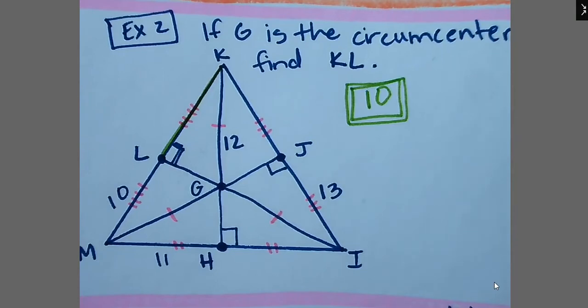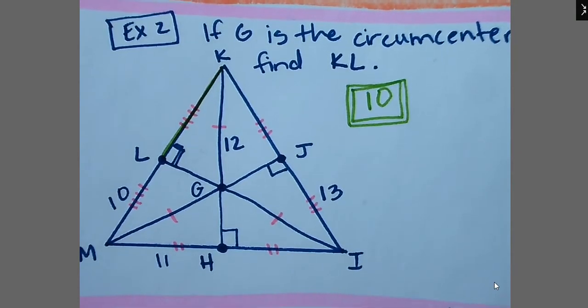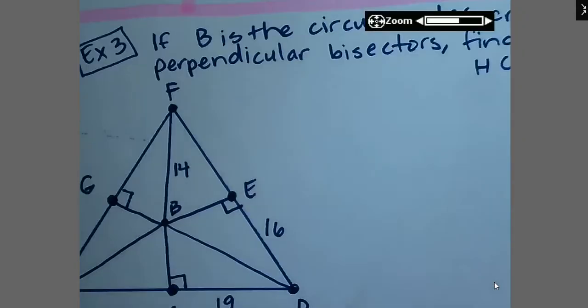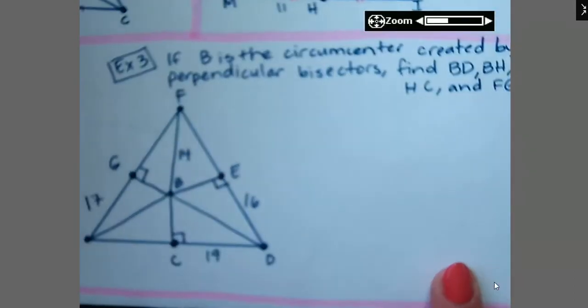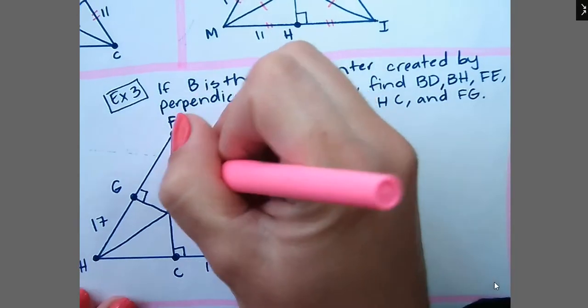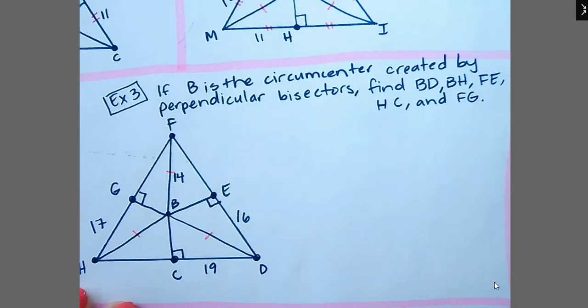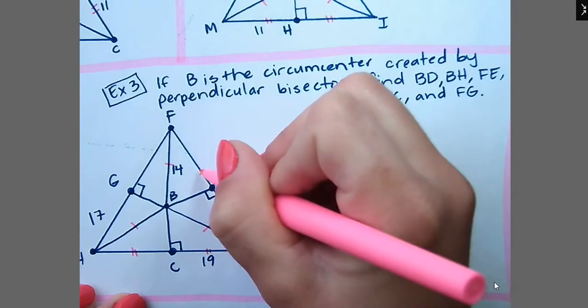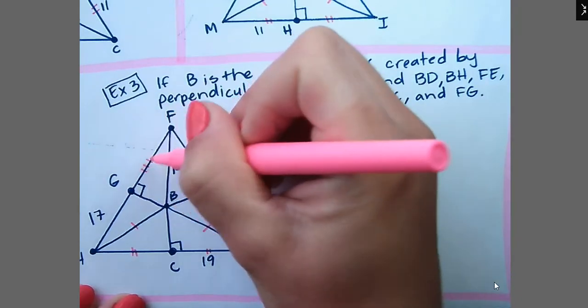Okay, let's move on to a third example, and we're going to go a little bit further with this, but not much. So example number 3. If B is the circumcenter created by perpendicular bisectors, find BD, BH, FE, HG, and FG. Okay, so again, the first thing that I'm going to do is mark all the things that I know to be true. So I know that this is congruent to this, which is congruent to that. And then I also know that this is congruent to this is congruent to this, and lastly, these are congruent to each other.